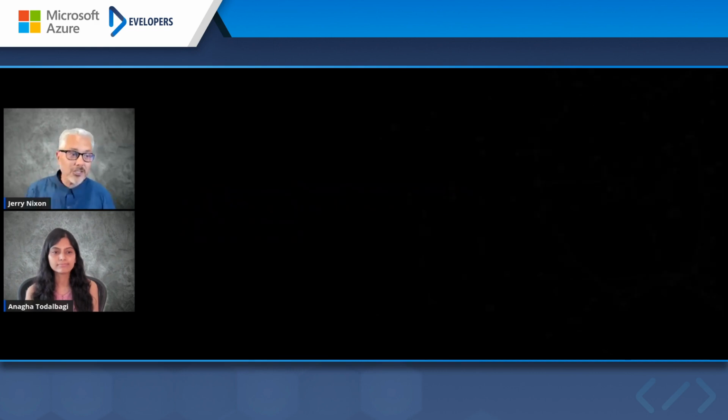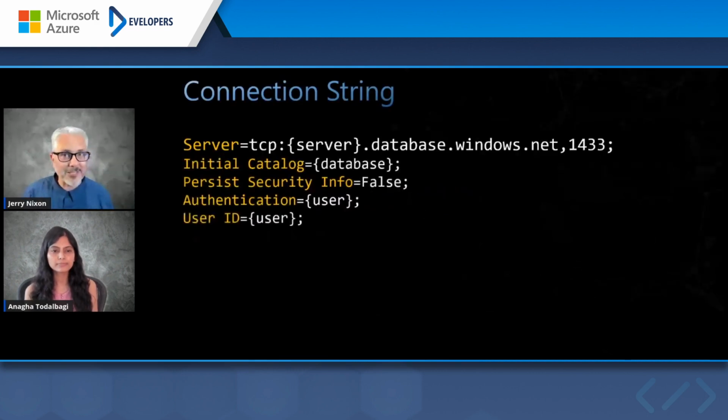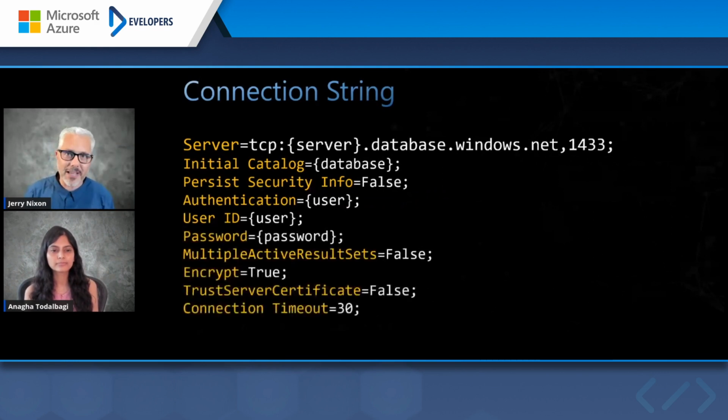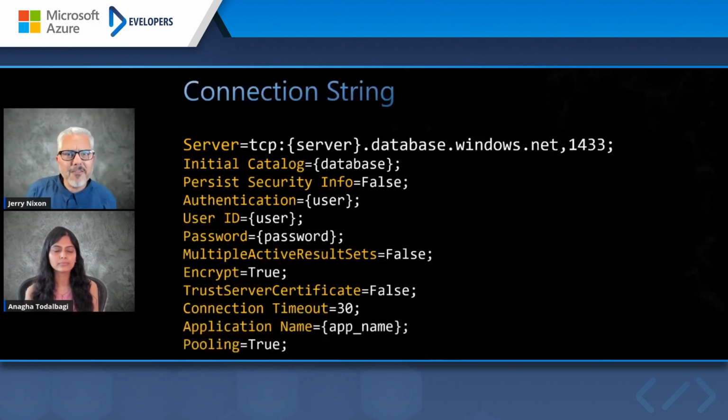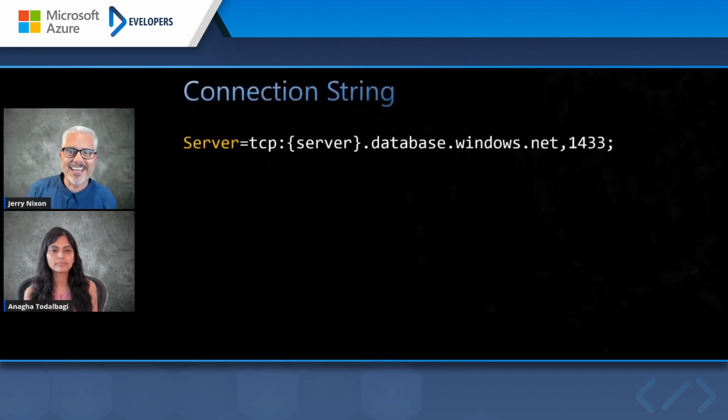So a connection string is a string. We call it that because it's just text and it has all of the information needed to connect to a SQL database. And there are a lot of little parts. Let me move through those quickly so we can talk about them. The first is server. That's one of the key name pairs inside a connection string.